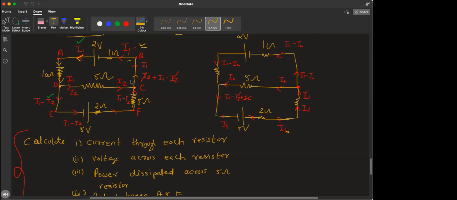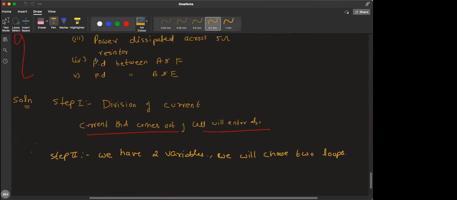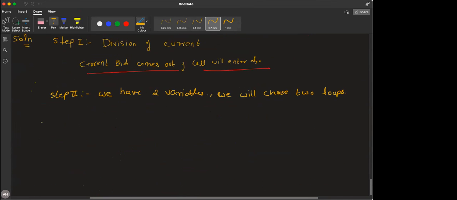So I will consider this ADCBA. So we choose loops ABD. After choosing loops, in step 3 we will write equations for KVL. We'll use KVL to write equations.